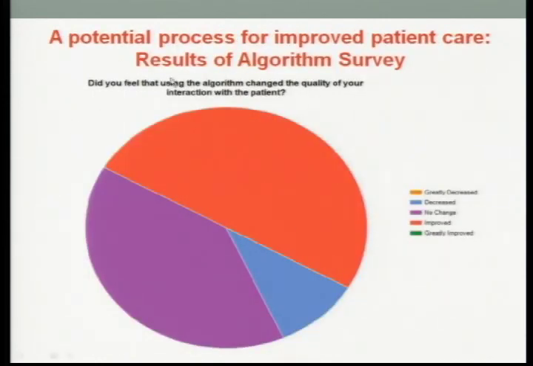And then we asked the question, did you feel that using the algorithm changed the quality of your interaction with the patient? And as you can see, a big red chunk said that it improved it. Nobody said greatly improved, but they did say improved. Some people said no change, and a few people said that it decreased. So we've got more work to do to make it even better. But we were very excited about this, that the dietitians thought that it improved their quality of interaction with their patients.